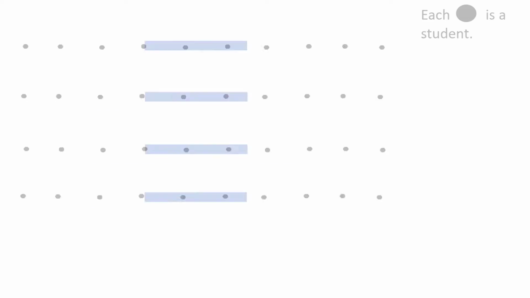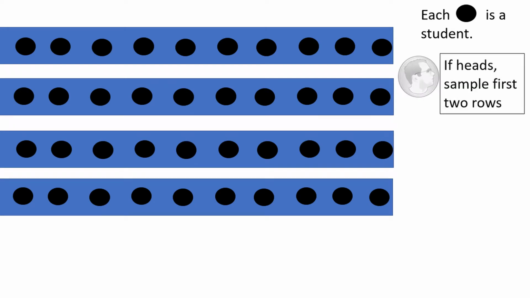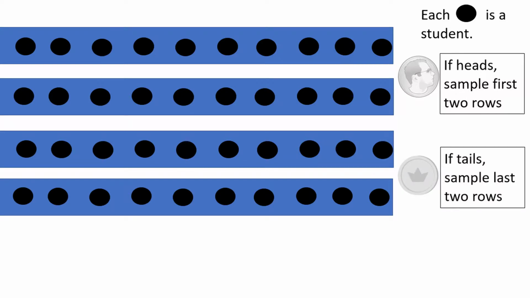Consider this example. Consider the students in your statistics class as the population, sitting in 4 rows of 10 students each. A coin is flipped. If it lands heads face up, the first 2 rows are sampled, and if it lands tails face up, then the last 2 rows are sampled. Is this a random sample?